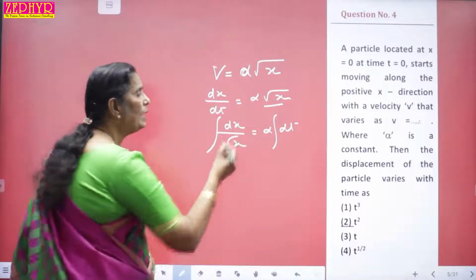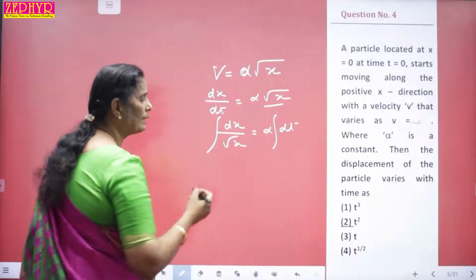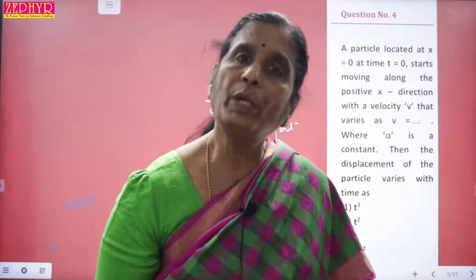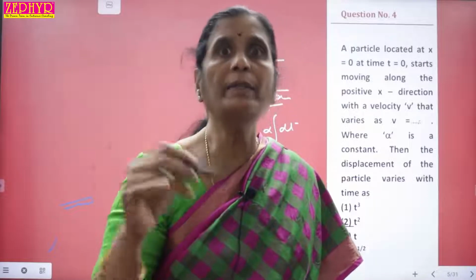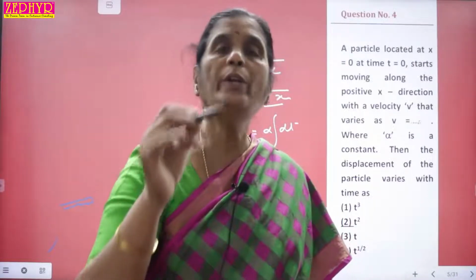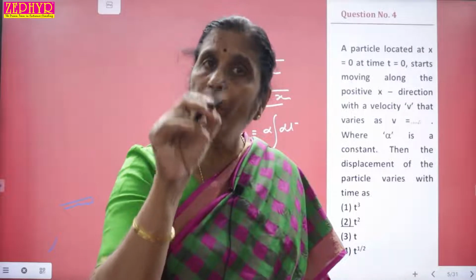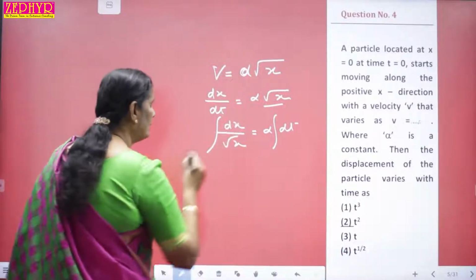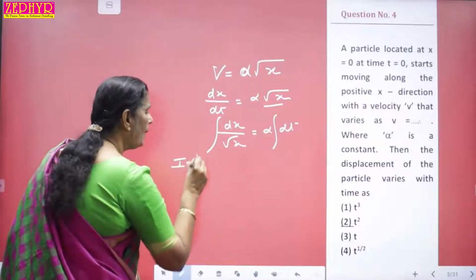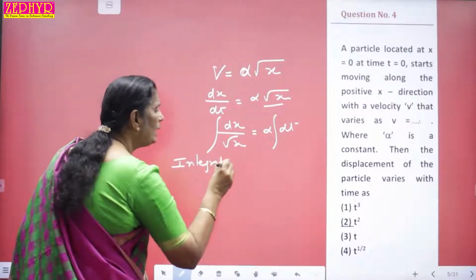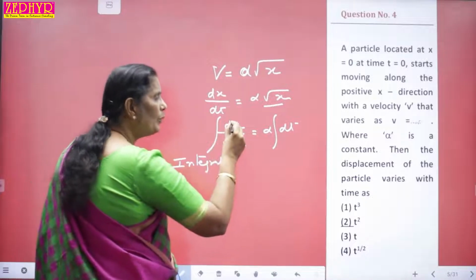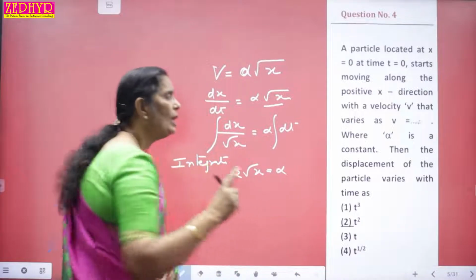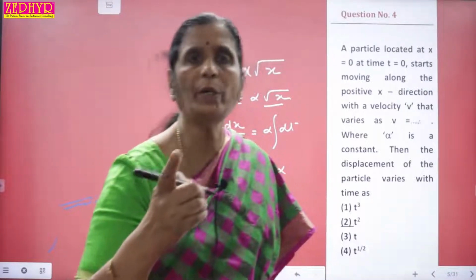So integral of dx by root x. We have studied that earlier. What is root x differentiation? 1 by 2 root x. So what is 1 by 2 root x integration? Root x. We don't want 1 by 2 root x, we want only 1 by root x. So what is the integration? 2 root x. So now integrate. Integration of dx by root x will be 2 root x, equal to alpha into the integral of 1 with respect to time, that is t.